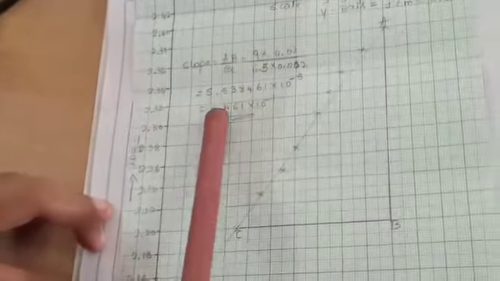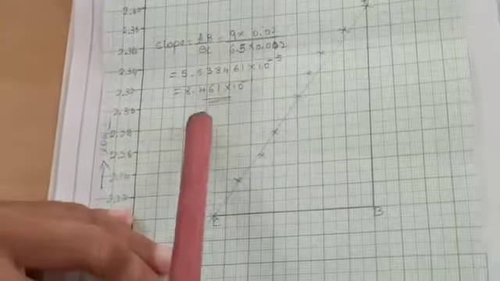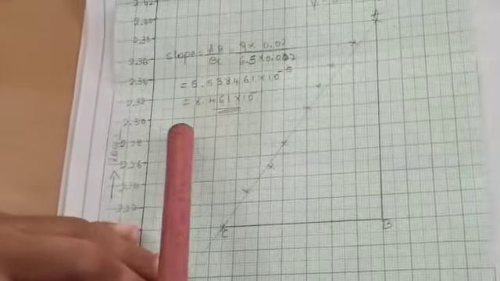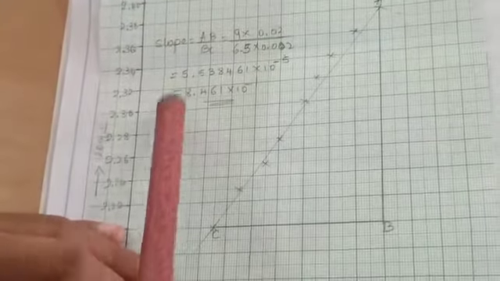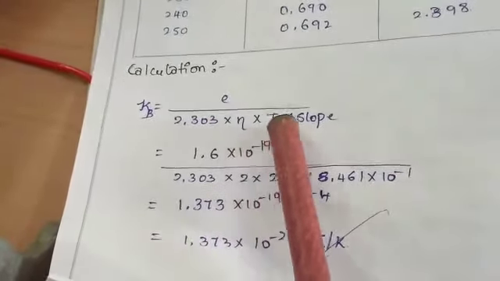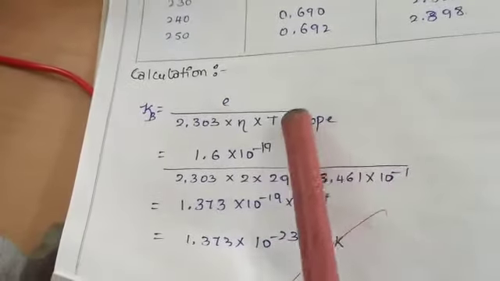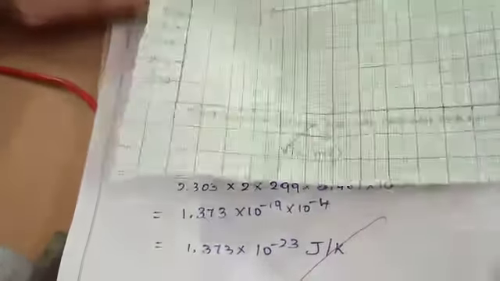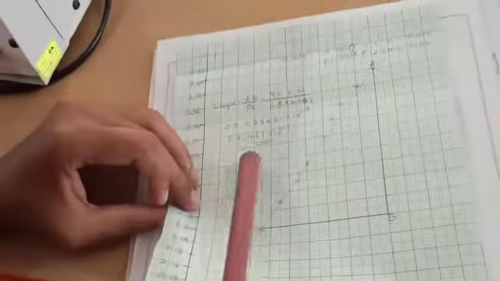By putting the slope value in the formula, we get some value, that value is called the Boltzmann constant value. Here we use the formula K is equal to E divided by 2.303 into eta into T into slope. The slope value will be taken from the experiment or from the graph.